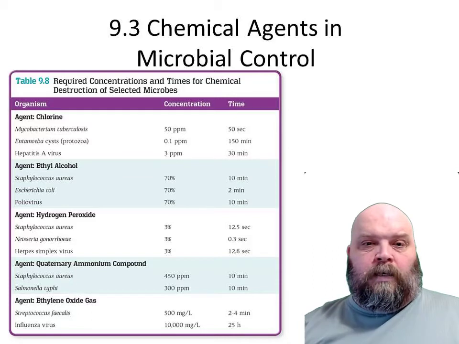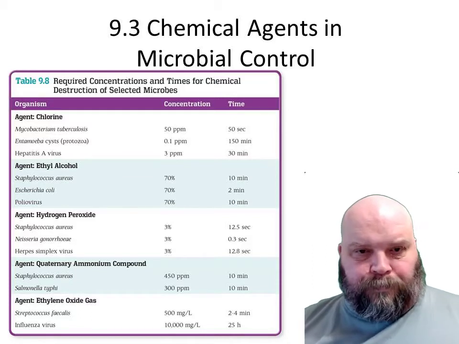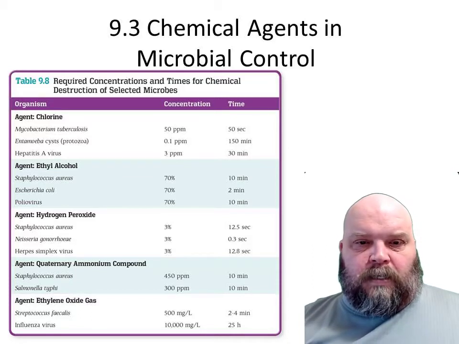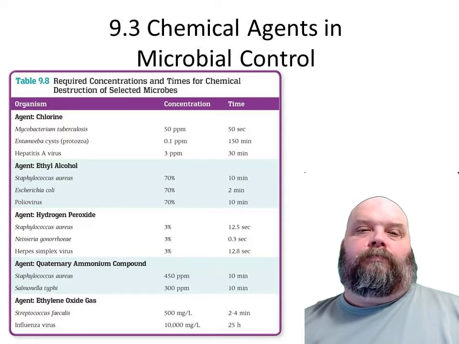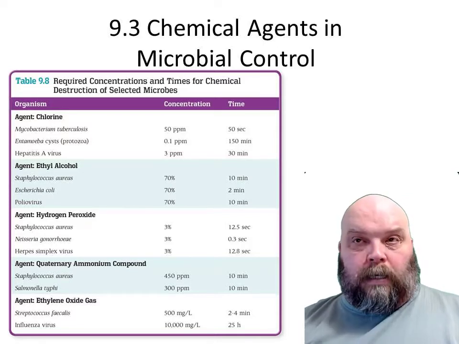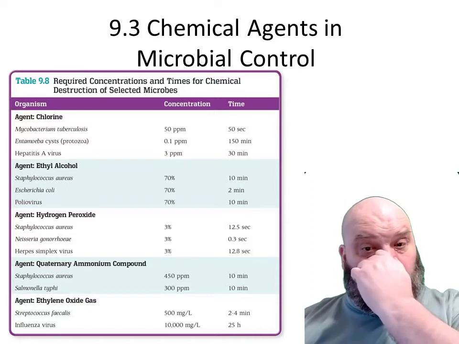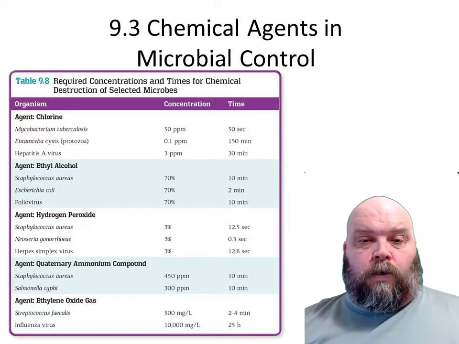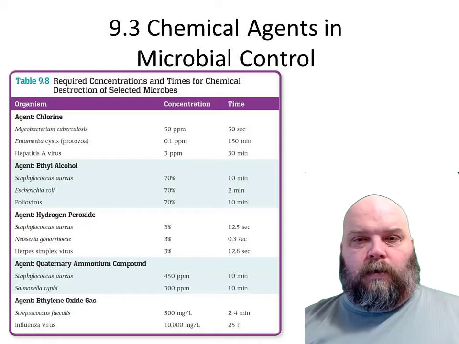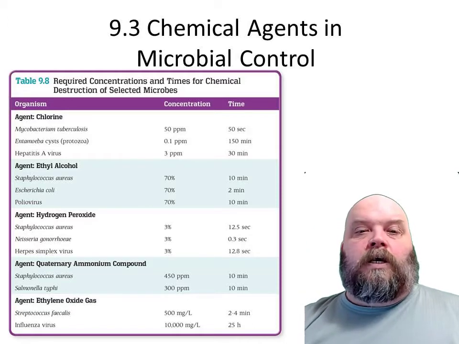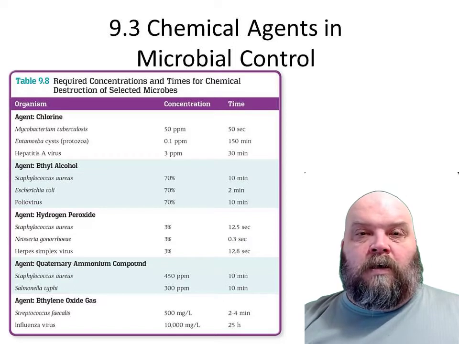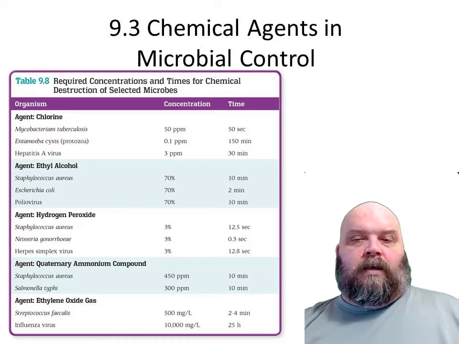Now you look at table 9.8. Different chemical compounds that you can find in a clinical setting. Chlorine bleach. Chlorine bleach works great. Bleach water works great as long as you have the right concentration, as long as you're using it for the correct number of minutes.